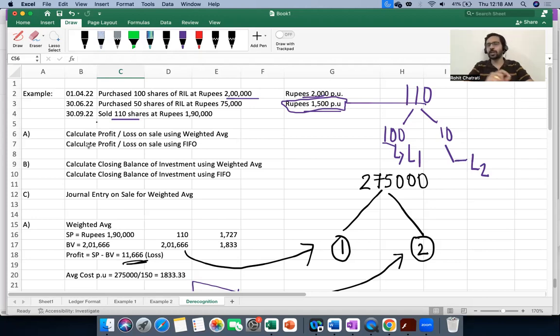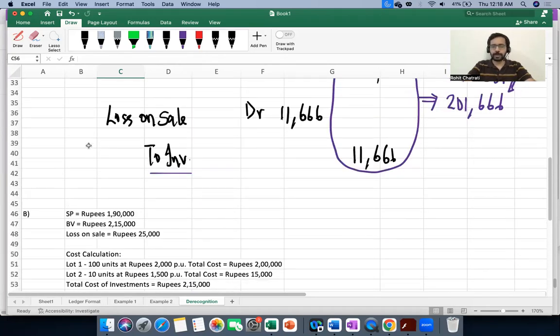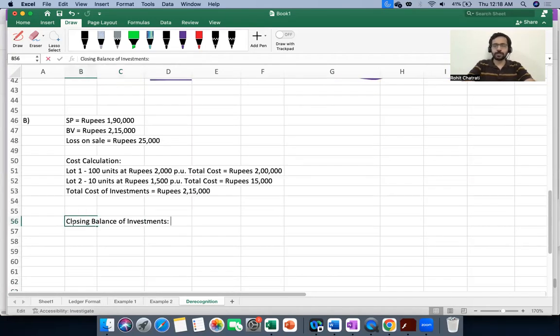Average cost per unit in lot 2 was 1500. Therefore, the cost of investments at which I will carry it in my balance sheet will be 40 shares multiplied by 1500 per unit, which is equal to 60,000 rupees. That will be my closing balance.